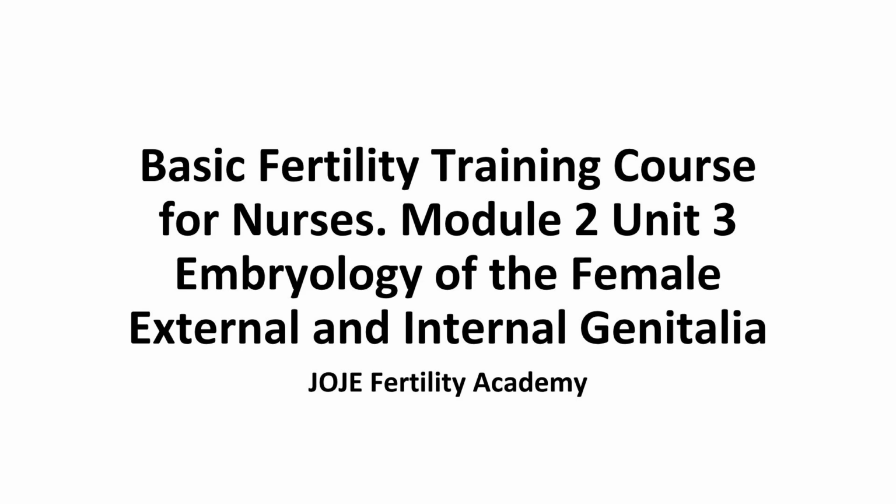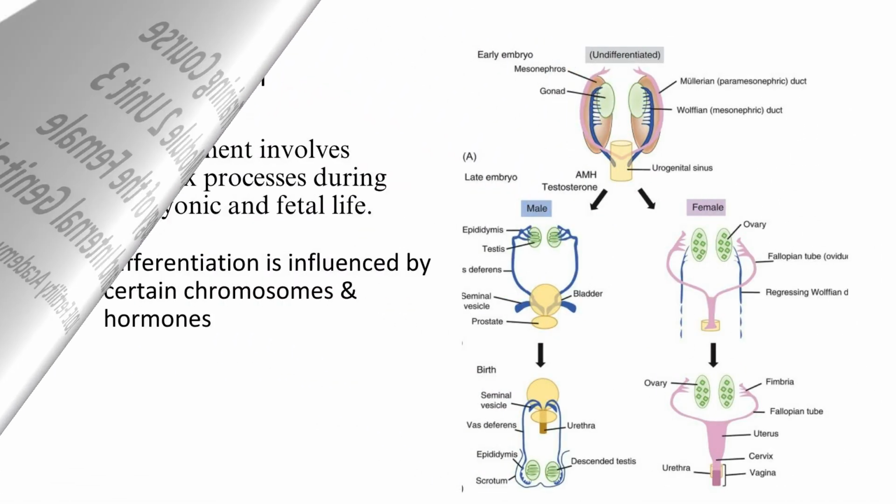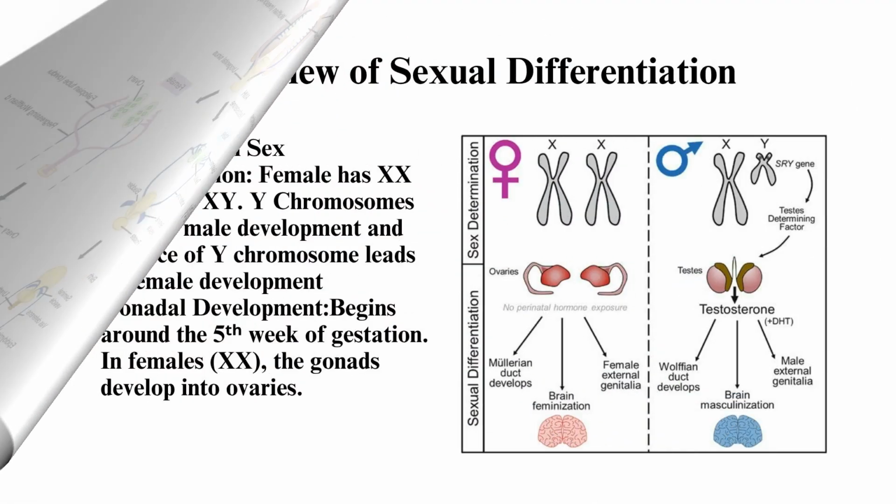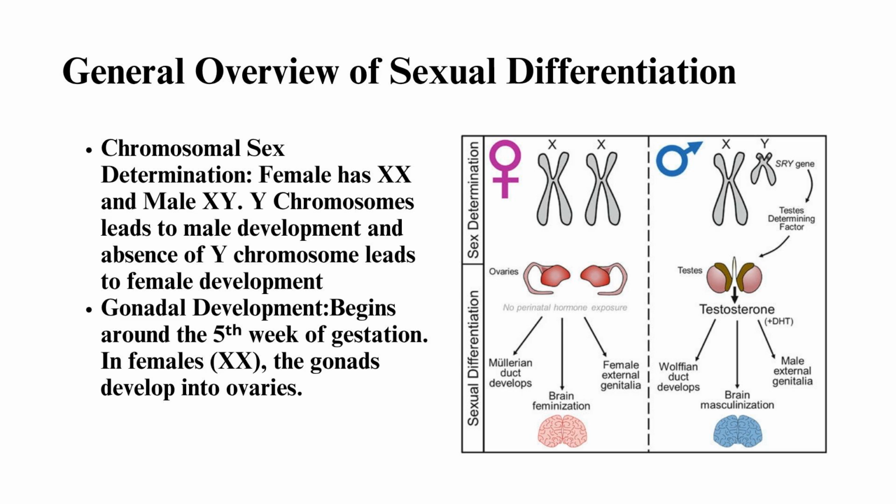Embryology of the female external and internal genitalia. The development of the female reproductive system involves complex processes during embryonic and fetal life. The differentiation of external and internal genitalia is influenced by genetic factors, particularly the presence of certain sex chromosomes and hormones. First, general overview of sexual differentiation.